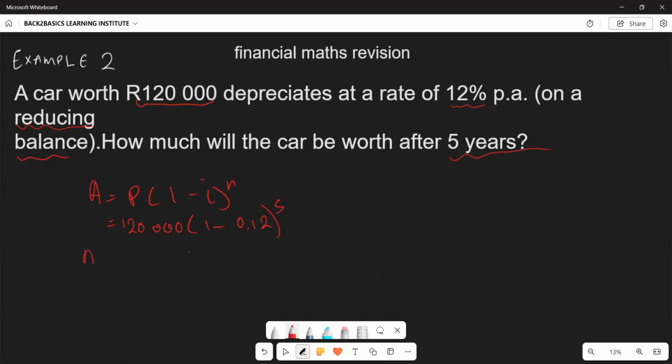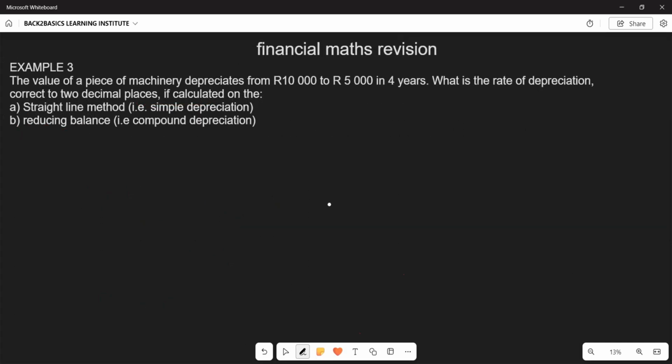And now what is going to be our accumulated value? The accumulated value is 63,327.83002. Are we together now? Which means the value of this new car is going to be 63,327.83 rand. So this is when we use the reducing balance method to calculate the value of this car.